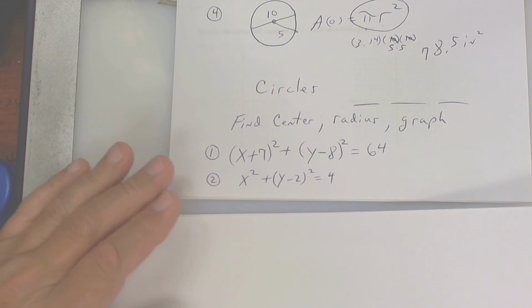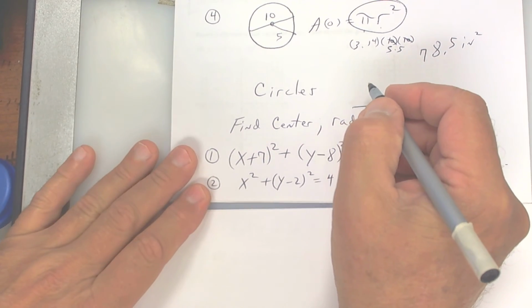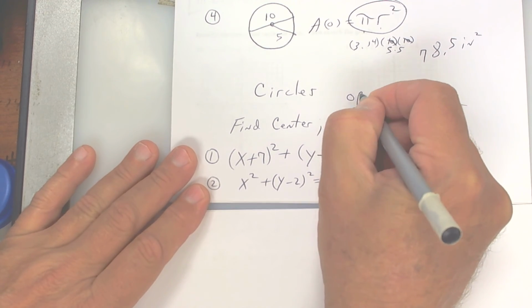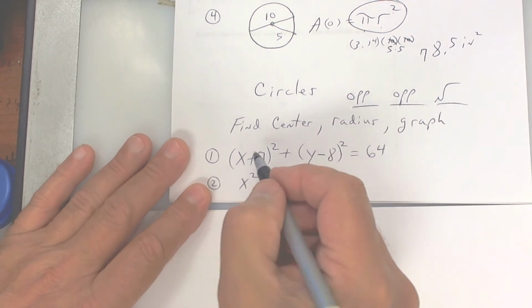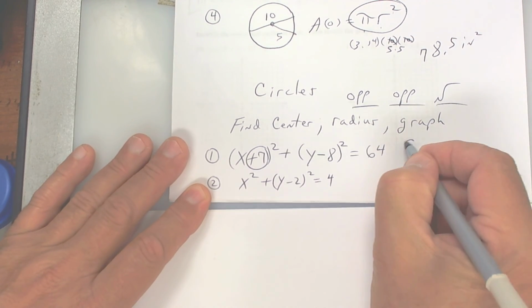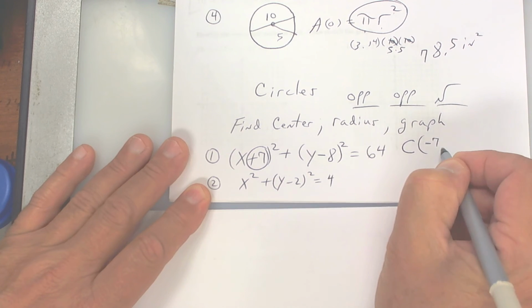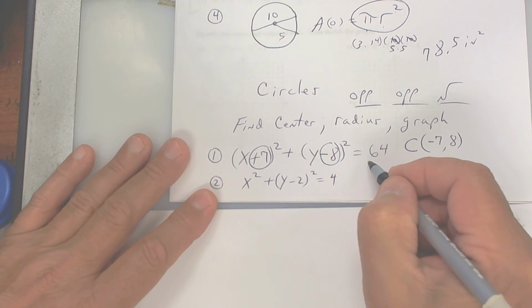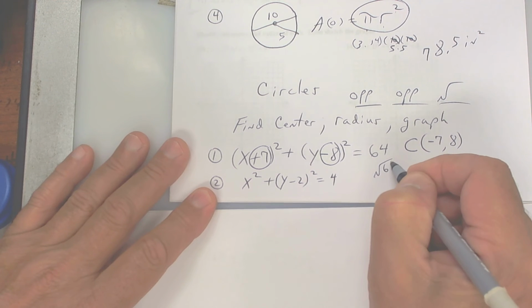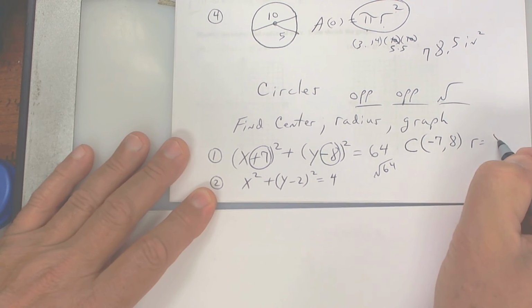But for the circle, you had to memorize what? Okay, opposite, square root. So the opposite of this is going to be a -7. The opposite of this is going to be a +8. And the square root of 64 is going to be 8. So the radius is 8.